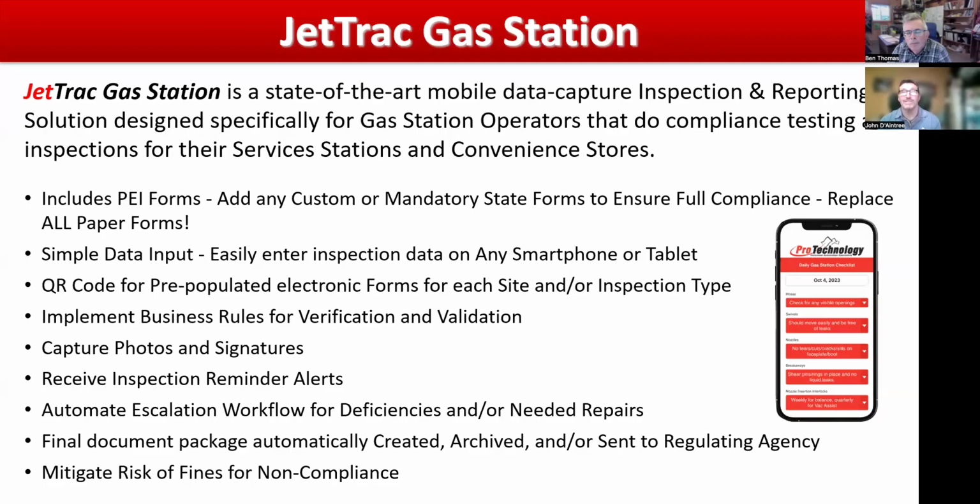If there's a deficiency or something wrong, you can take a photo and we can use that photo to escalate it to head office or to the person that does the repair and say, hey, we marked that there was a deficiency, we've taken a photo, and then that will trigger an automated escalation workflow that sends an email to somebody that says, hey, there's a problem with this particular part of the inspection, get somebody out there to repair it.